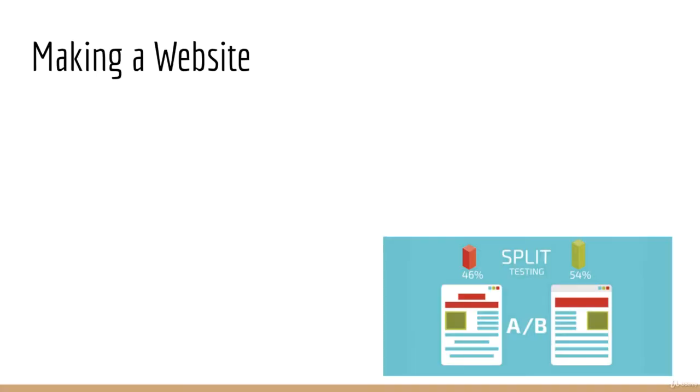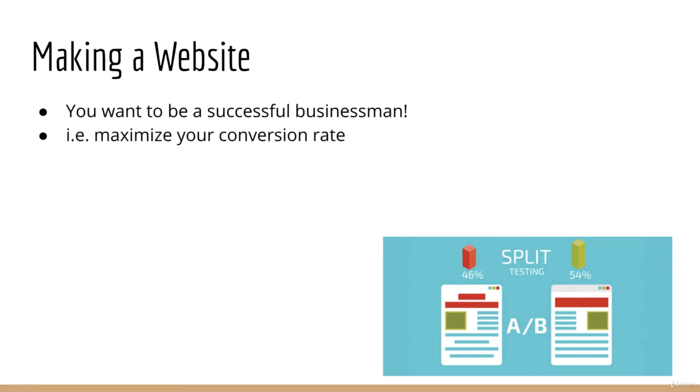Now, obviously, you want to be a successful businessman. And in order to do that, you must maximize your conversion rate. In other words, what's better than one person out of 1,000 buying something? Well, how about 2 or 3 or 4? So I want as many people as possible to buy my product.